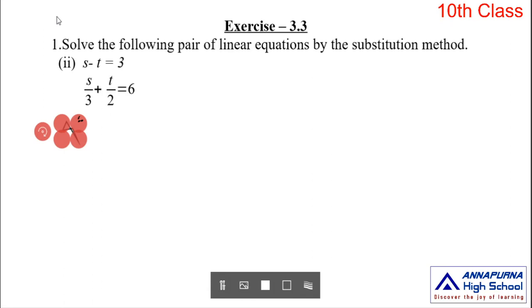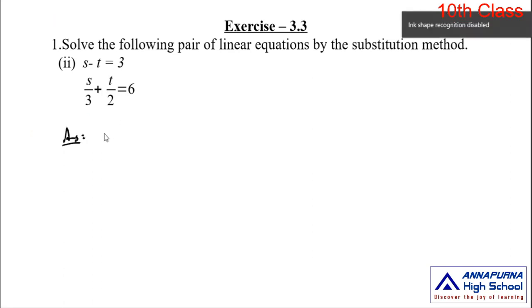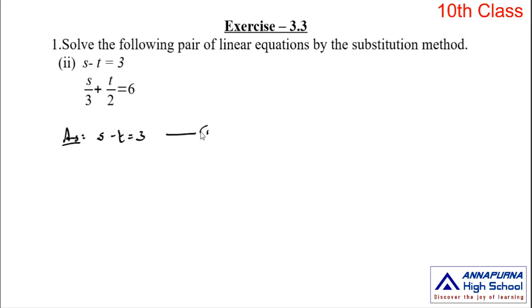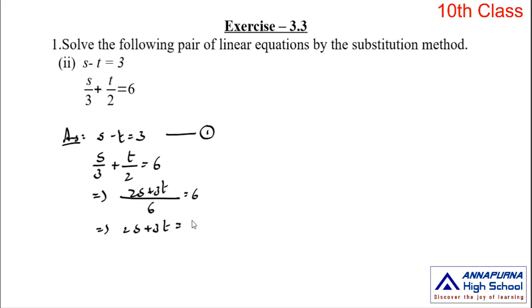First write down the given equations. s minus t is equal to 3, this is the first equation, and the second equation is s by 3 plus t by 2 is equal to 6. Actually this is the second equation, but first we present this equation with integral coefficients. So to get that, find the LCM of the denominators. Here the LCM is 6 and the numerator is 2s plus 3t is equal to 6. So that implies 2s plus 3t is equal to 6.